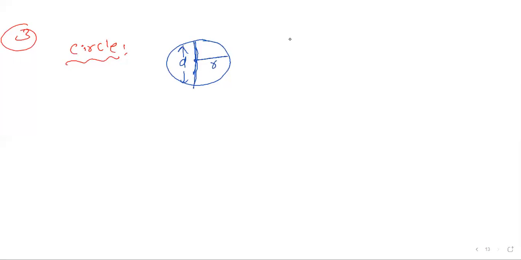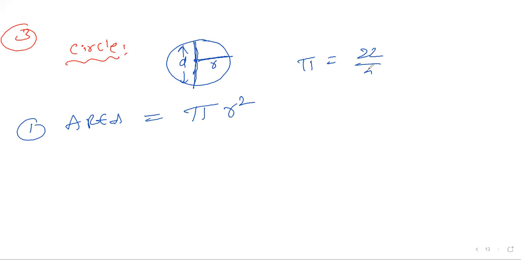So I told you, the circle is possessing area. I think you know the formula. Area of a circle is pi r square. Write down the formula pi r square. R is the radius. Here, the pi value is 22 by 7.